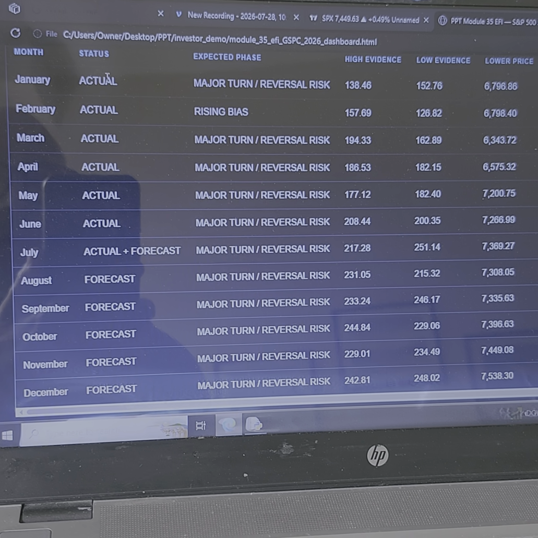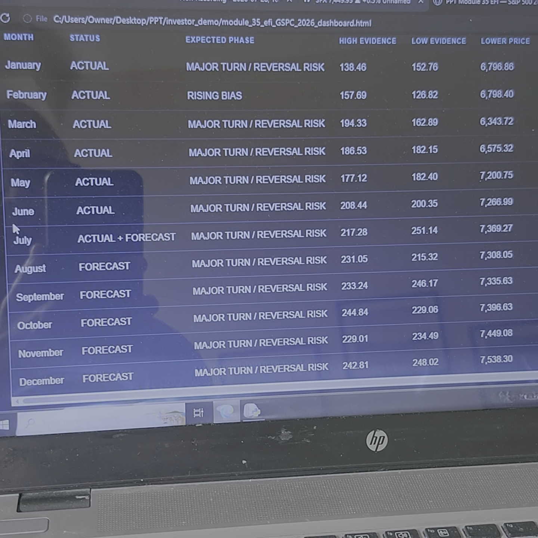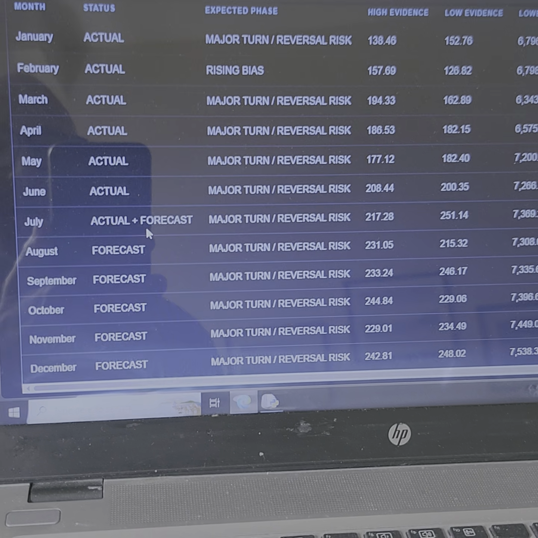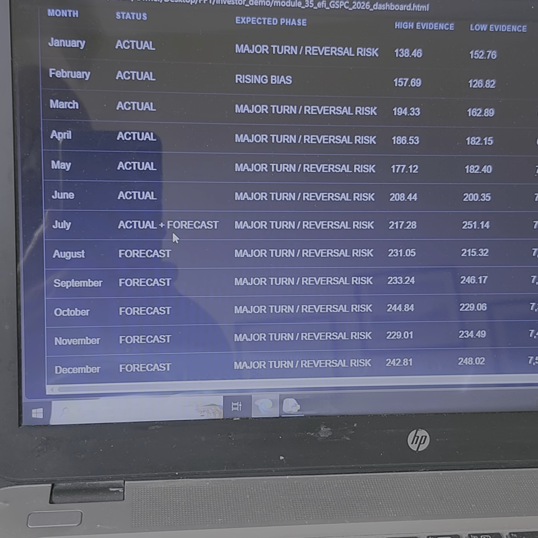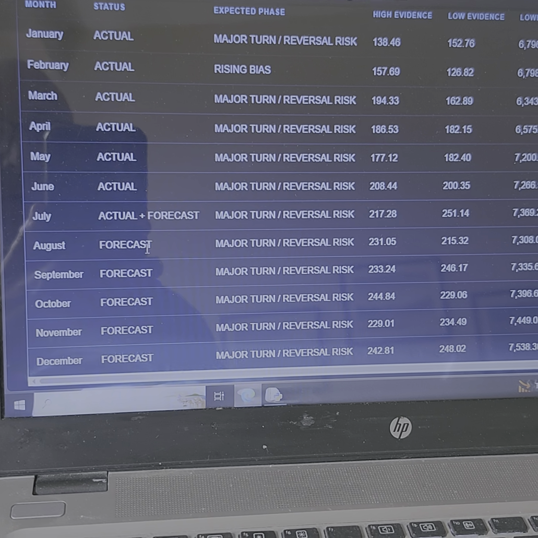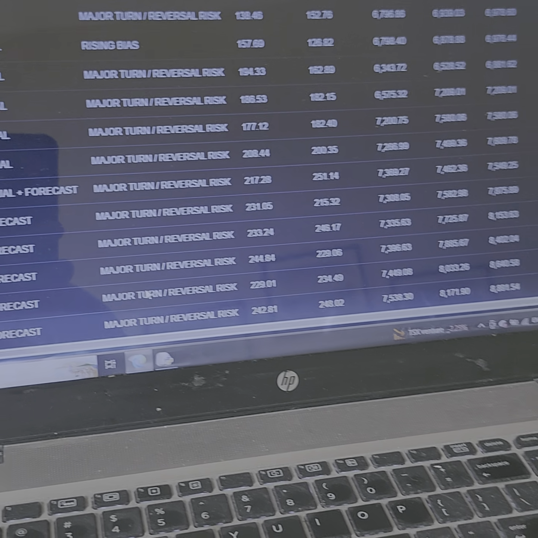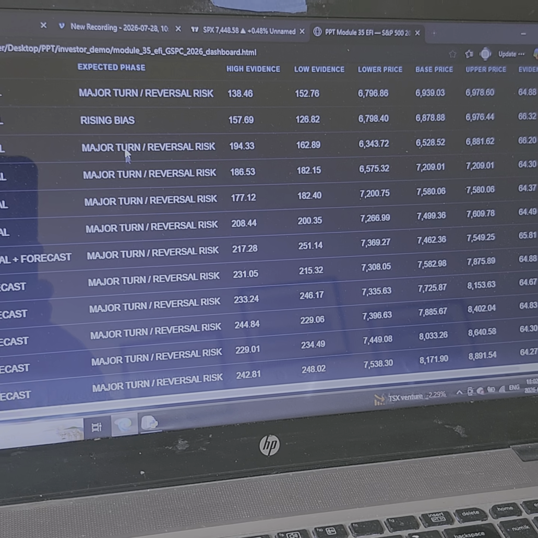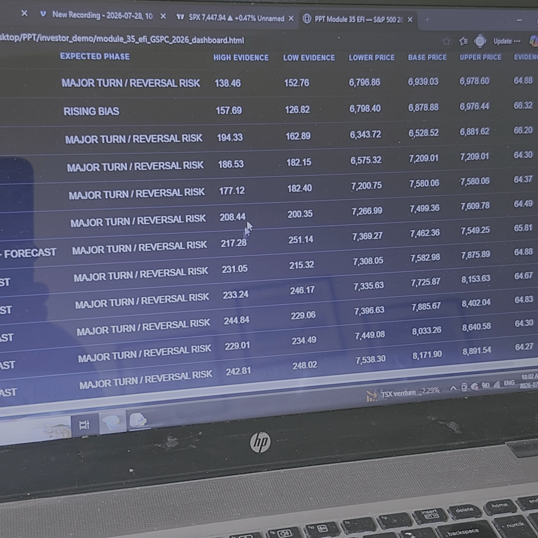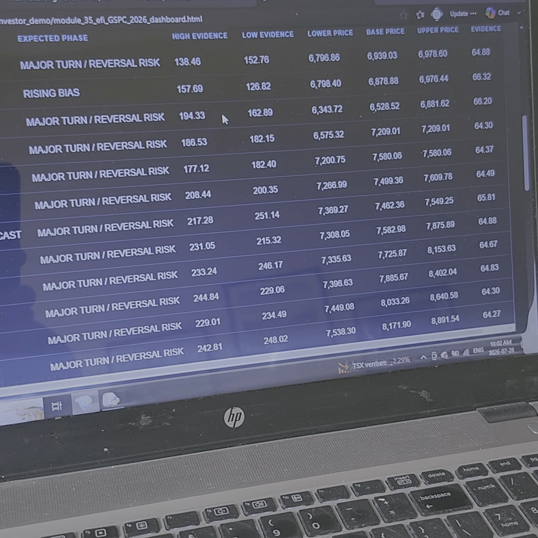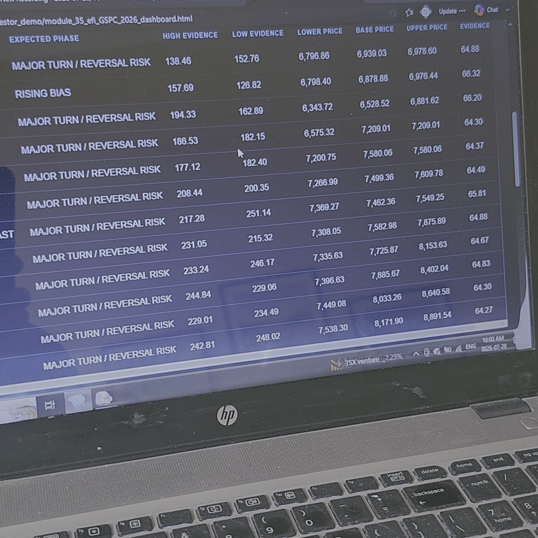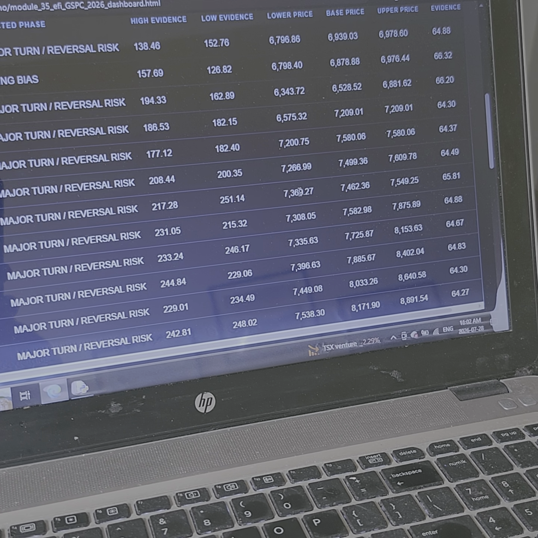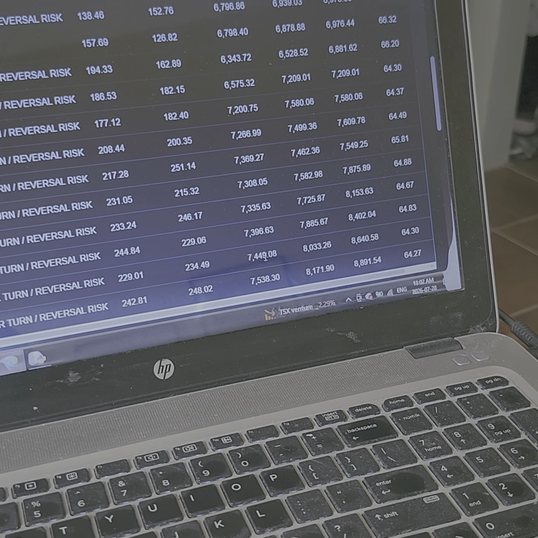So these months have actually happened here, and then we go to our forecasted month, which is near the end of July now, and the rest of the year will be forecast. This gives us our potential turns and what it figures, and we get some evidence of whether it's higher or lower evidence, and then it gives us the low. So I wanted to point this out.